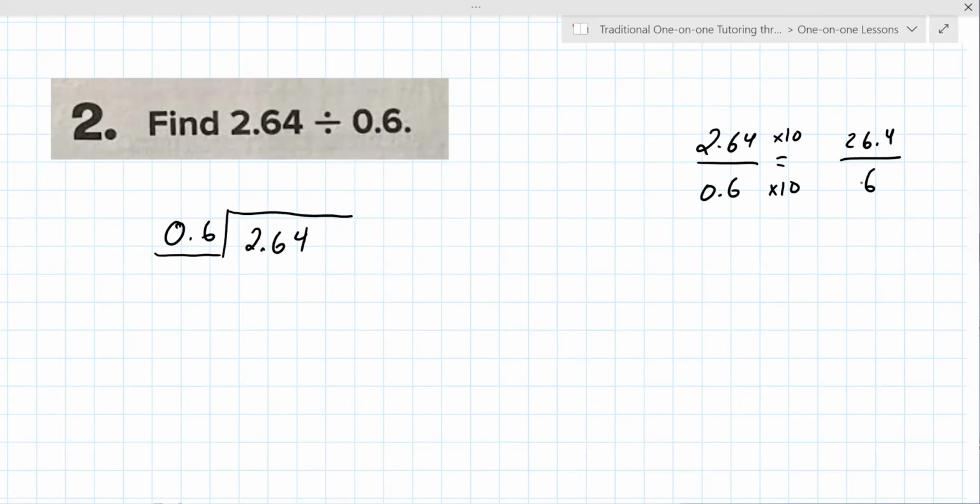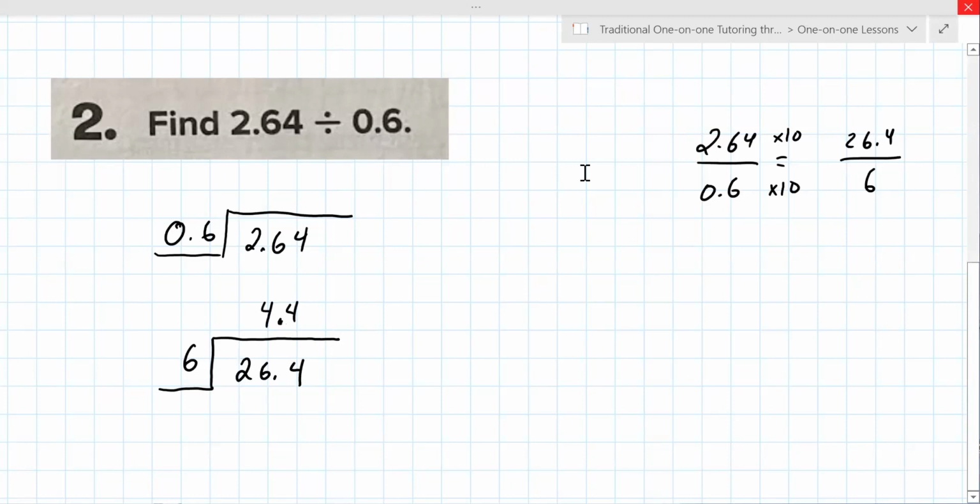So that changes your answer. Now, what they try to show you is that you can actually do it over here on the left. Like you can just move the decimal, which is fine eventually, but this is the new problem. Okay. Do you want me to divide it? Sure, if you're comfortable. It's 4.4. Yeah, and it works out perfectly, doesn't it? All right.